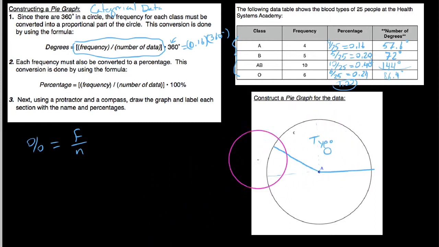So now at this point, if I had a protractor, I'd need to go to my next biggest category, which happens to be type O. Oops, that wasn't type O. That's a typo, get it? It's not type O. We say type AB. So now we need to do type O, which is 86.4 degrees.